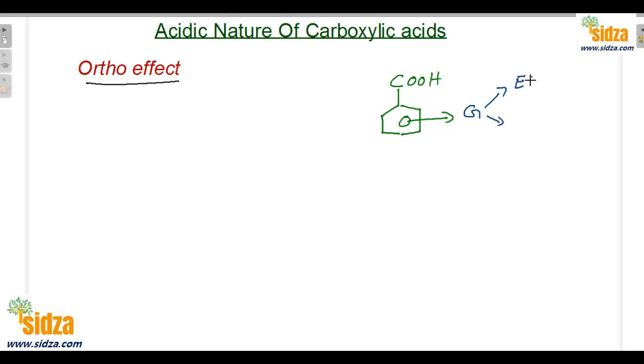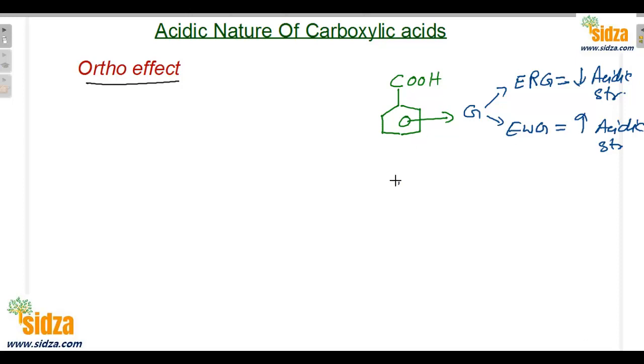So if it is an electron releasing group or an electron donating group, we have learned that electron donating groups decrease the acidic strength, correct? So an electron releasing group will decrease the acidic strength here. And if it is an electron withdrawing group, if it withdraws electrons from it, then it will increase the acidic nature.